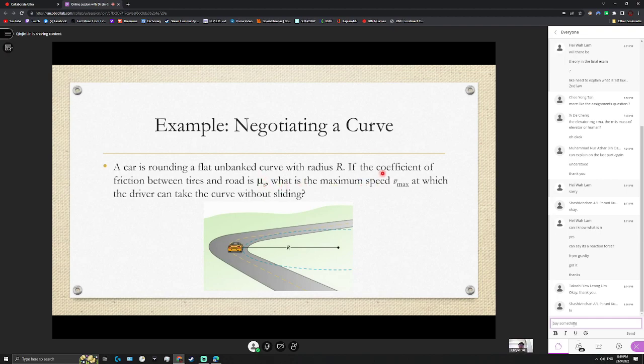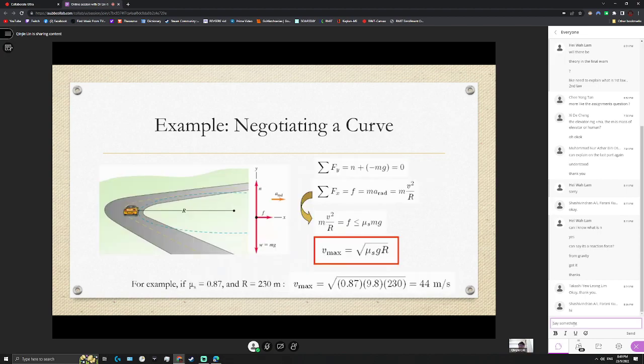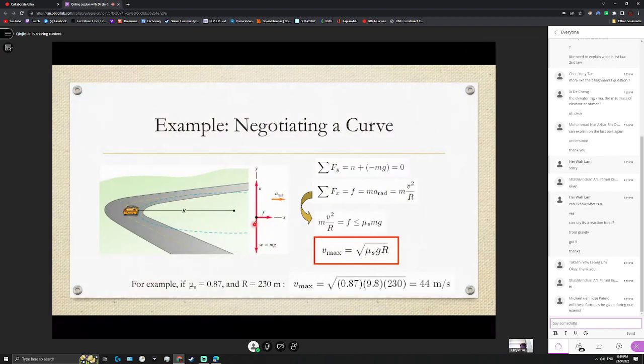What is the maximum speed at which the driver can take the curve? If you travel faster than this Vmax, you will start to slide to the left. So they ask you to find that. So how to solve this question? Same thing, forces involved, right? We always must draw a free body diagram. So this dot is the car. We always have weight pointing down.